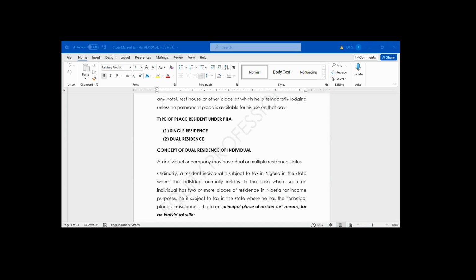That is single resident. Single resident occurs when you have one place of residence. But dual residence simply means a situation whereby an individual on a relevant day has more than one place of residence. A situation whereby an individual on a relevant day has more than one what? Place of residence.